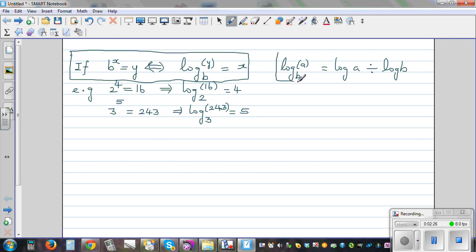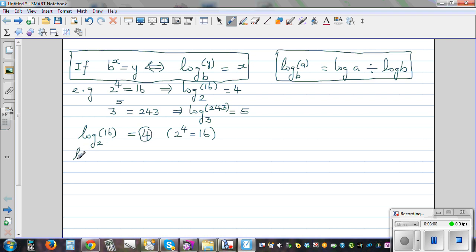So these are the two rules. If you know these two rules, we can solve any log equation or exponential equation. Suppose someone is asking me, what is log base 2 of 16? I know the answer is 4. Why? Because 2 to the power of 4 is 16. So writing in log form, log base 2 of 16 has to be 4. Now how can you get this answer using a calculator?